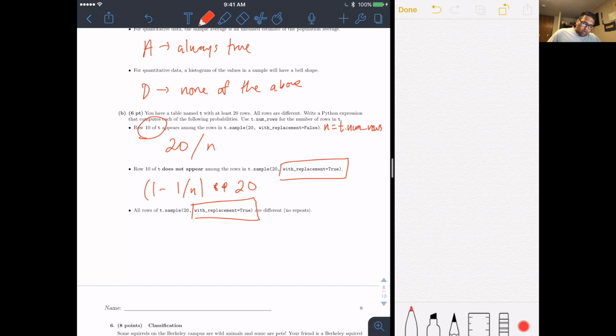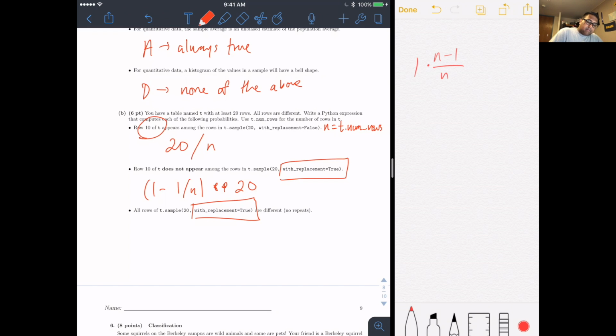So what's the probability that the first row that we sample hasn't been seen before? Well, that's just 1, right? Because it's the first row. We haven't seen it yet. So now what's the probability that the second row has not yet been seen? Well, there are n rows total, and there are n minus 1 rows that are not the first row, right? So the probability that the second row has not yet been seen is n minus 1 over n.